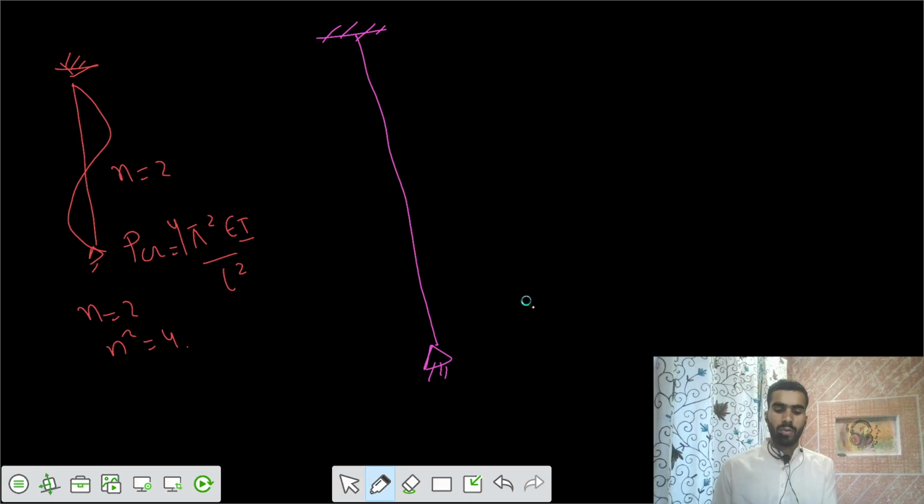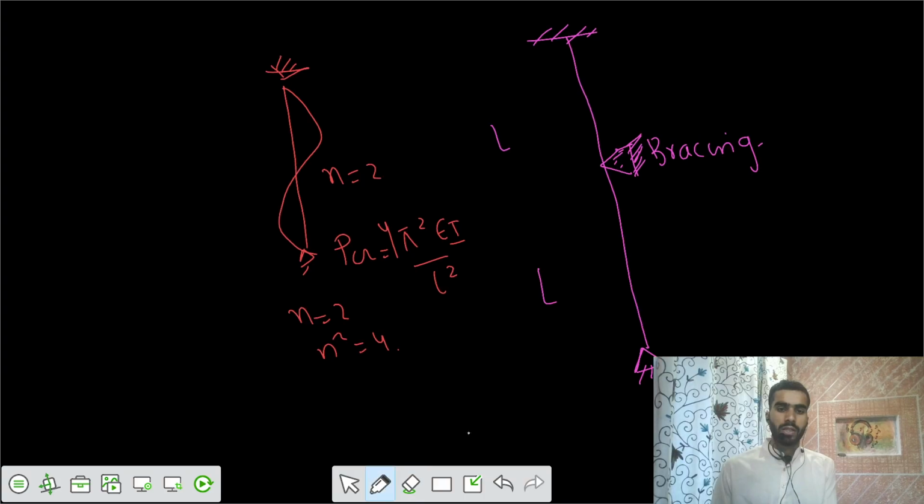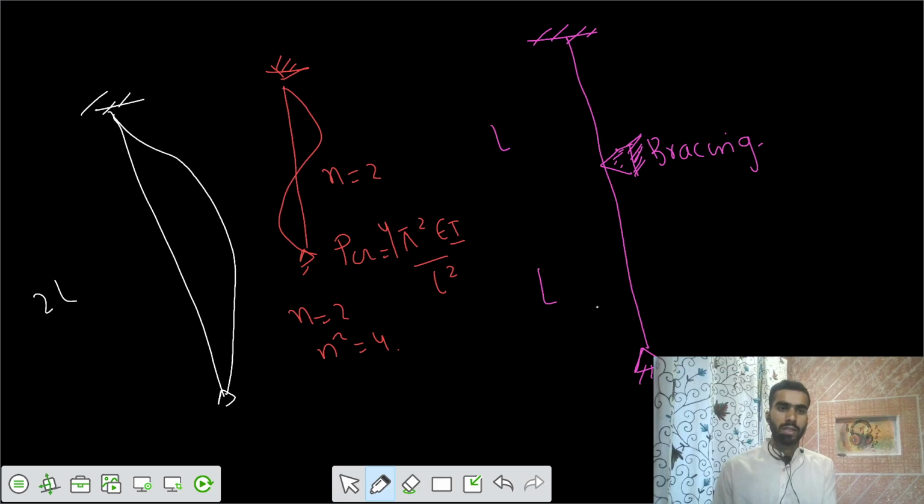We had this column of length 2L. Now I have installed what we call a bracing. There is some bracing. We can call this part a bracing. So if there was no bracing initially, I would say the profile would have been in this fashion. There was some column of length 2L, and the deflection would have been in this fashion. I would say that L effective would have been 2L by root 2.